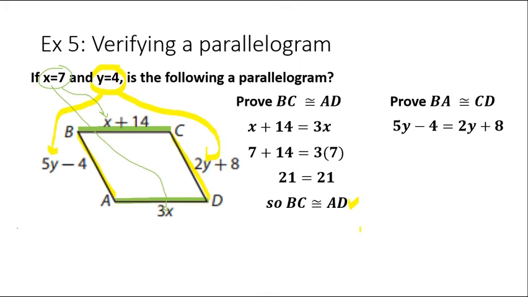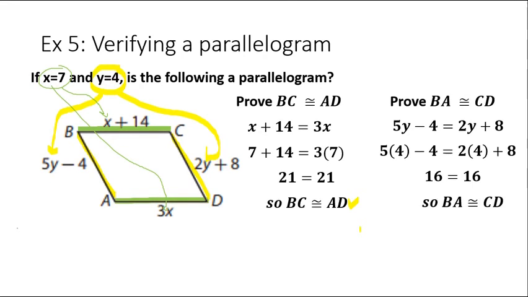Okay, next one, you have to show that BA and CD are equal to each other. So do the same thing there. 5y minus 4 equals 2y plus 8. And I'm going to plug in a 4 for the y's. So 5 times 4 minus 4 equals 2 times 4 plus 8. So I end up getting 16 on one end, 16 on the other. So we say that BA is also congruent to CD. So because both of these worked out, I say it is a parallelogram.